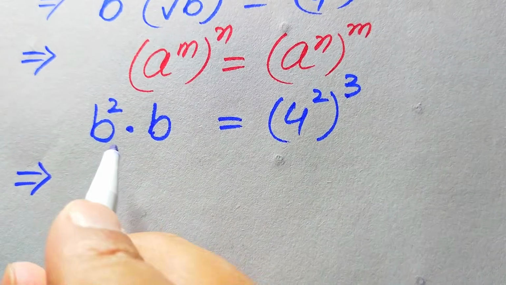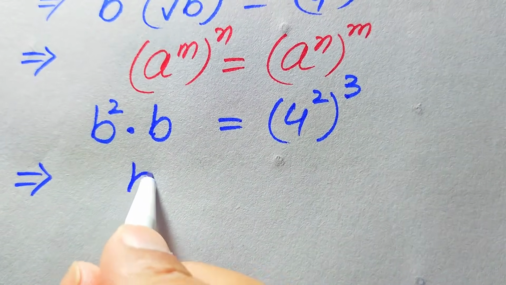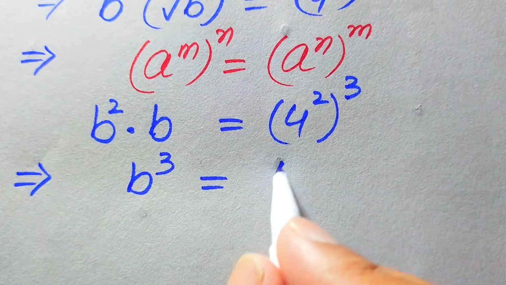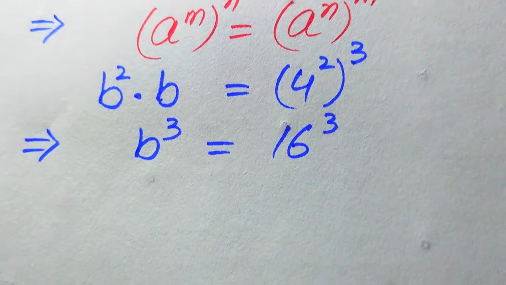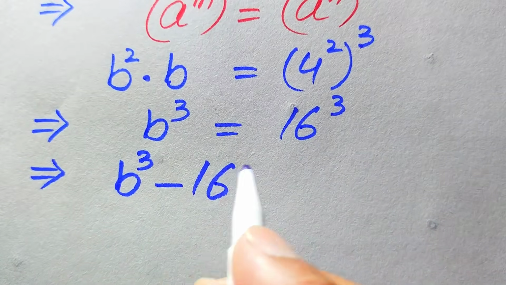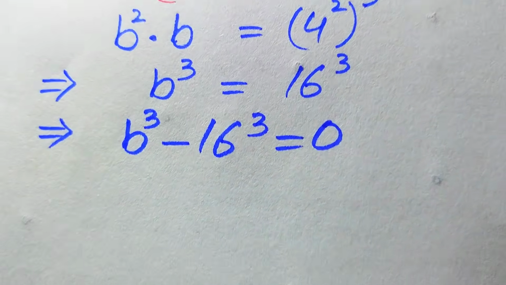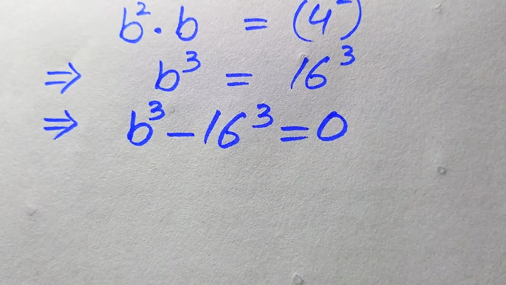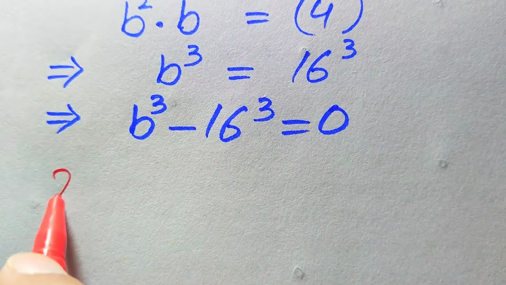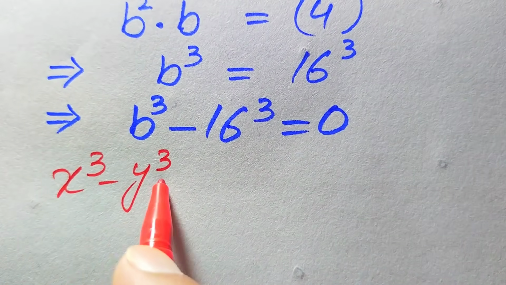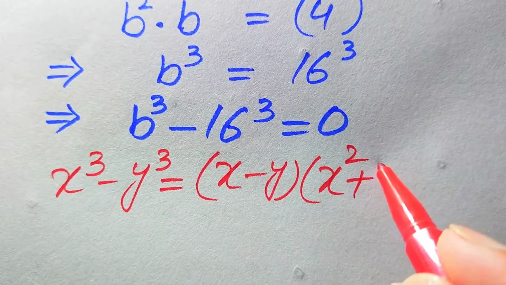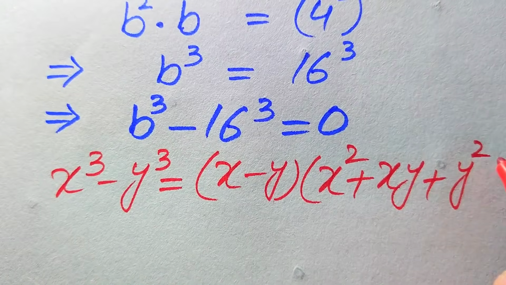Now in the next step, b squared multiplied by b is equal to b cubed, and this is equal to, the base of this term is 4 squared, which is 16 cubed. In the next step we move 16 cubed from the right hand side to the left hand side, and we get b cubed minus 16 cubed, and this whole equation is equal to 0. Here we use the nice cubic formula to solve this cubic equation: x cubed minus y cubed equals x minus y times x squared plus xy plus y squared.